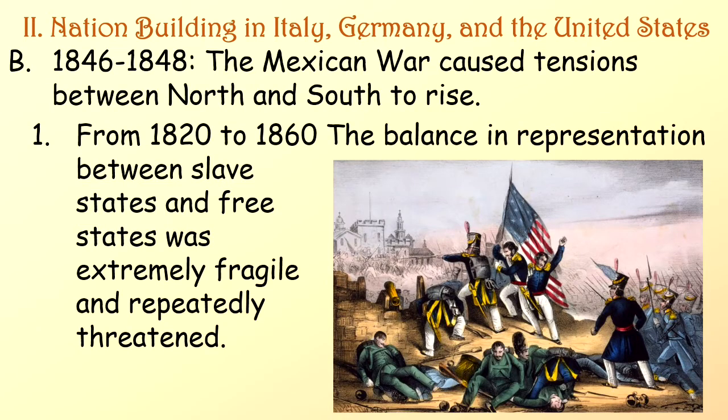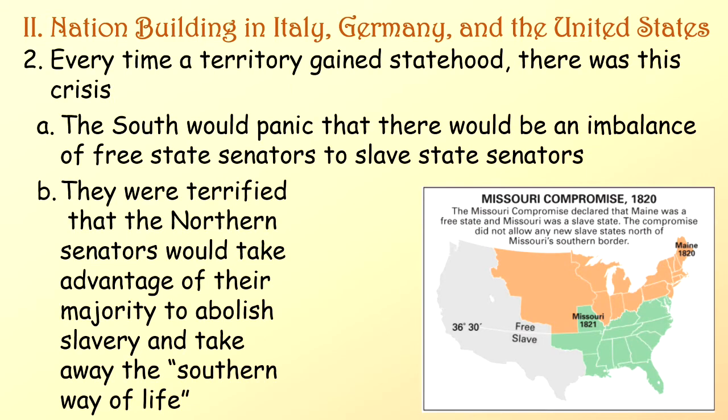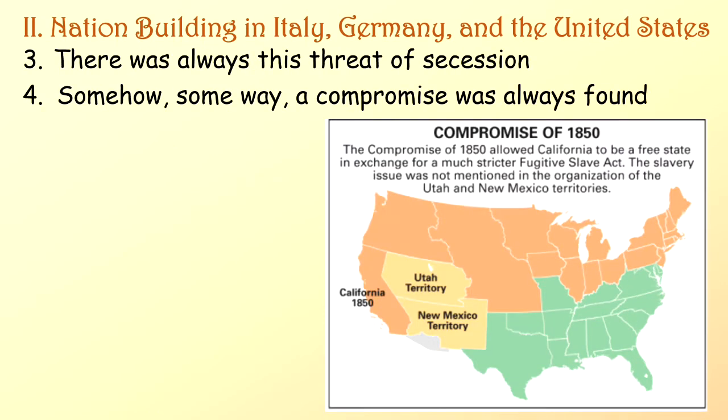From 1846 to 1848, the Mexican War caused tensions between North and South to rise. From 1820 to 1860, the balance and representation between slave states and free states was extremely fragile and repeatedly threatened. Every time a territory gained statehood, there was this crisis. The South would panic that there would be an imbalance of free state senators to slave state senators. They were terrified that the Northern senators would take advantage of their majority to abolish slavery and take away the Southern way of life. So there was always this threat of secession. But somehow, some way, a compromise was always found.